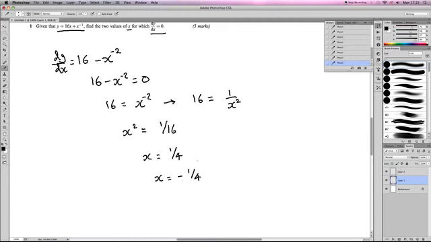Now this is really important. Whenever you take the square root of something, say the square root of 1 over 16, you're going to have a positive and a negative answer. So whenever you take a square root, it's always positive and negative. And that's pretty much it.